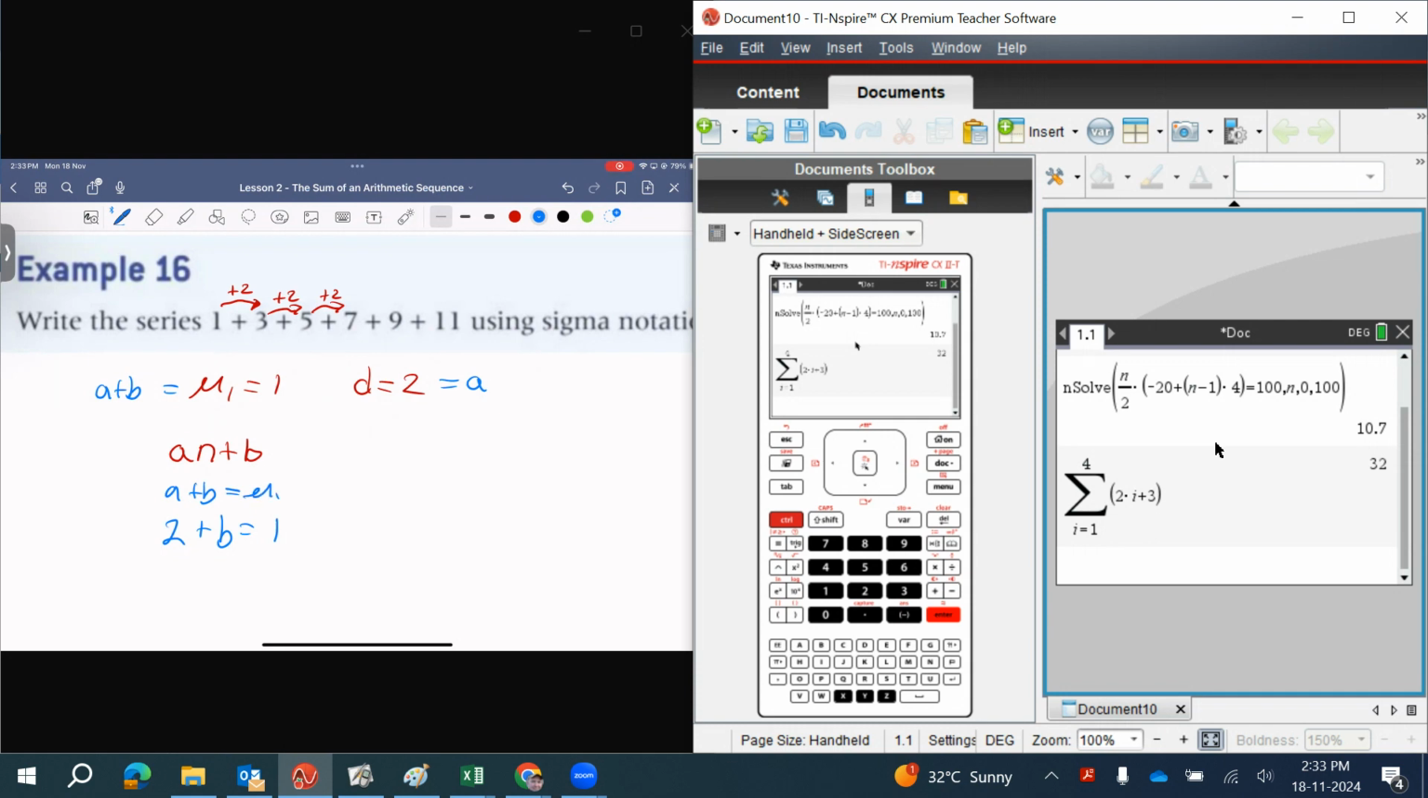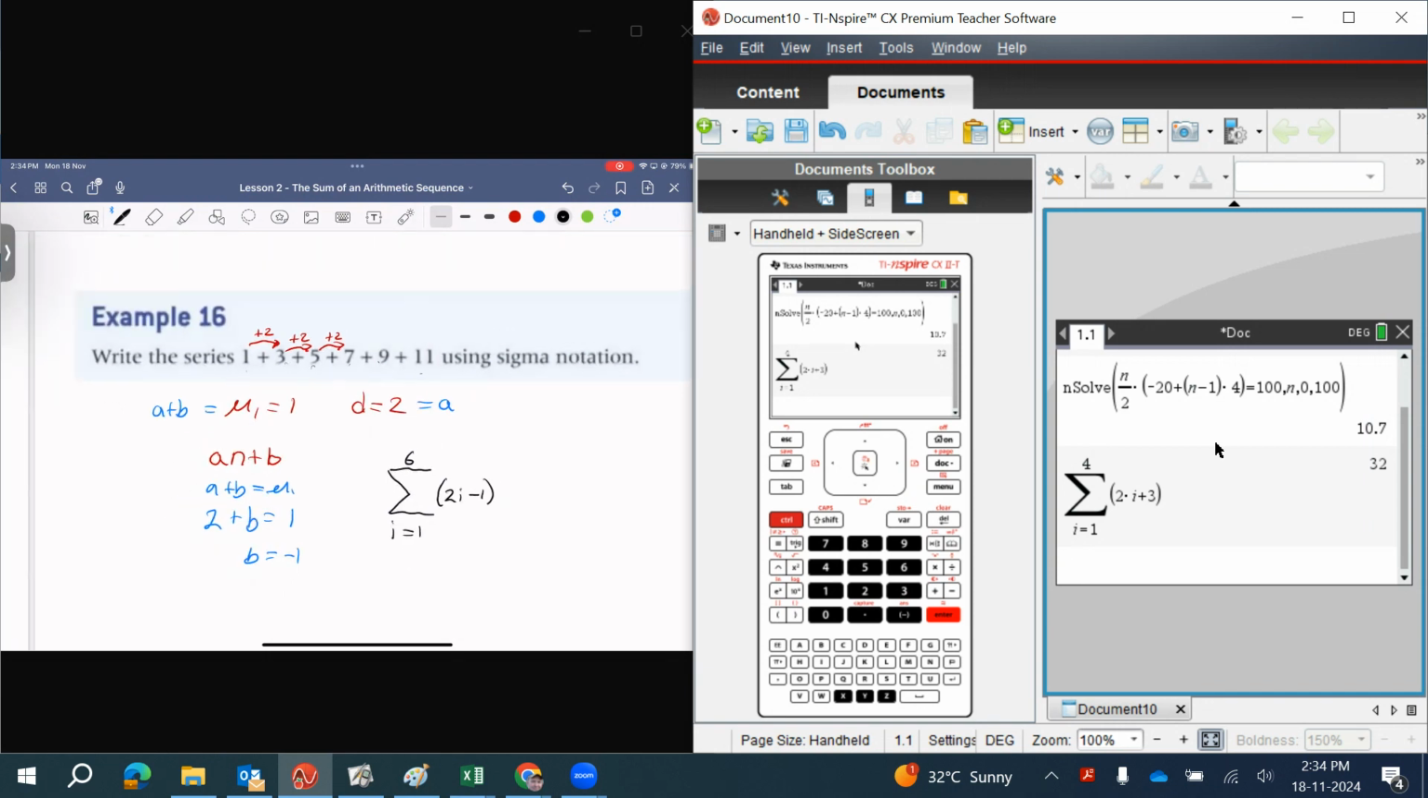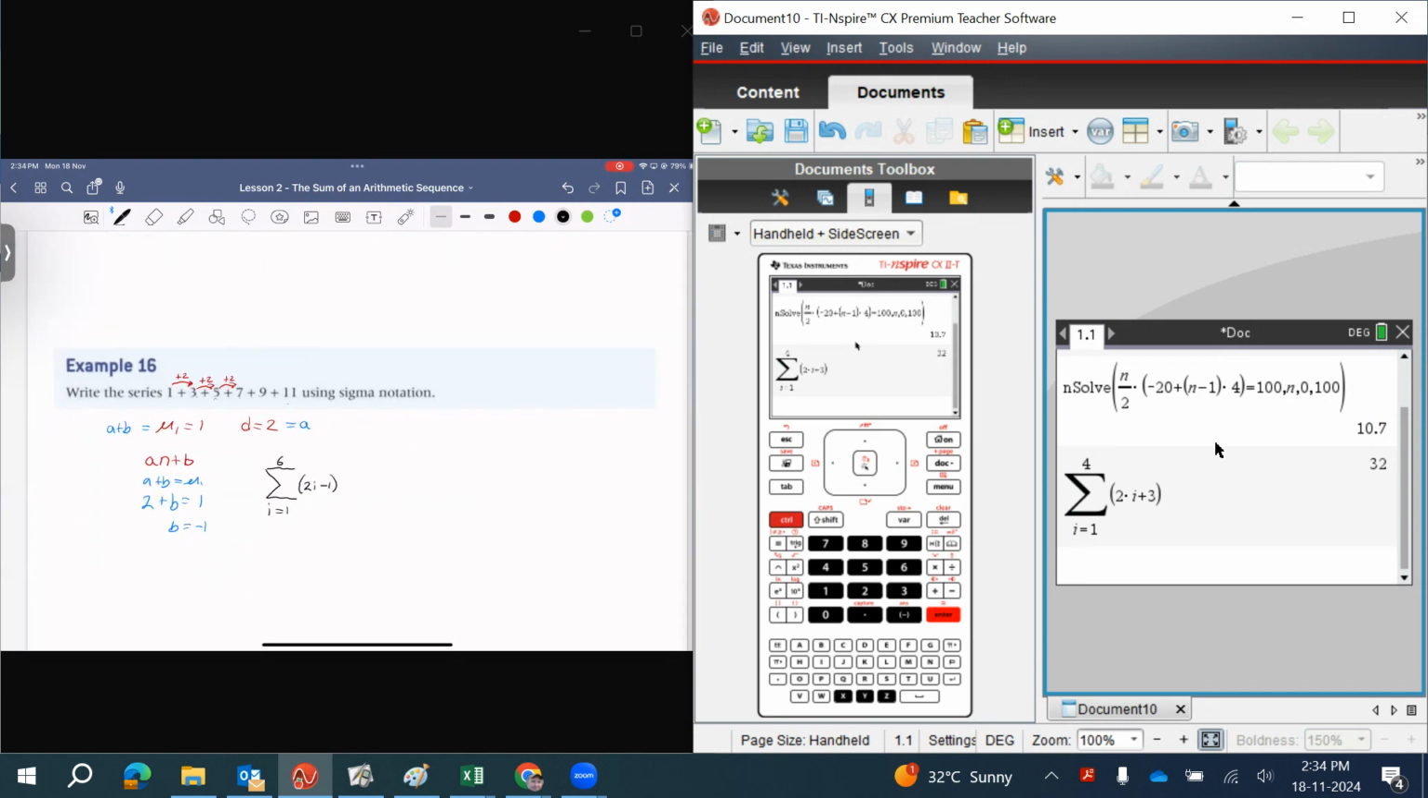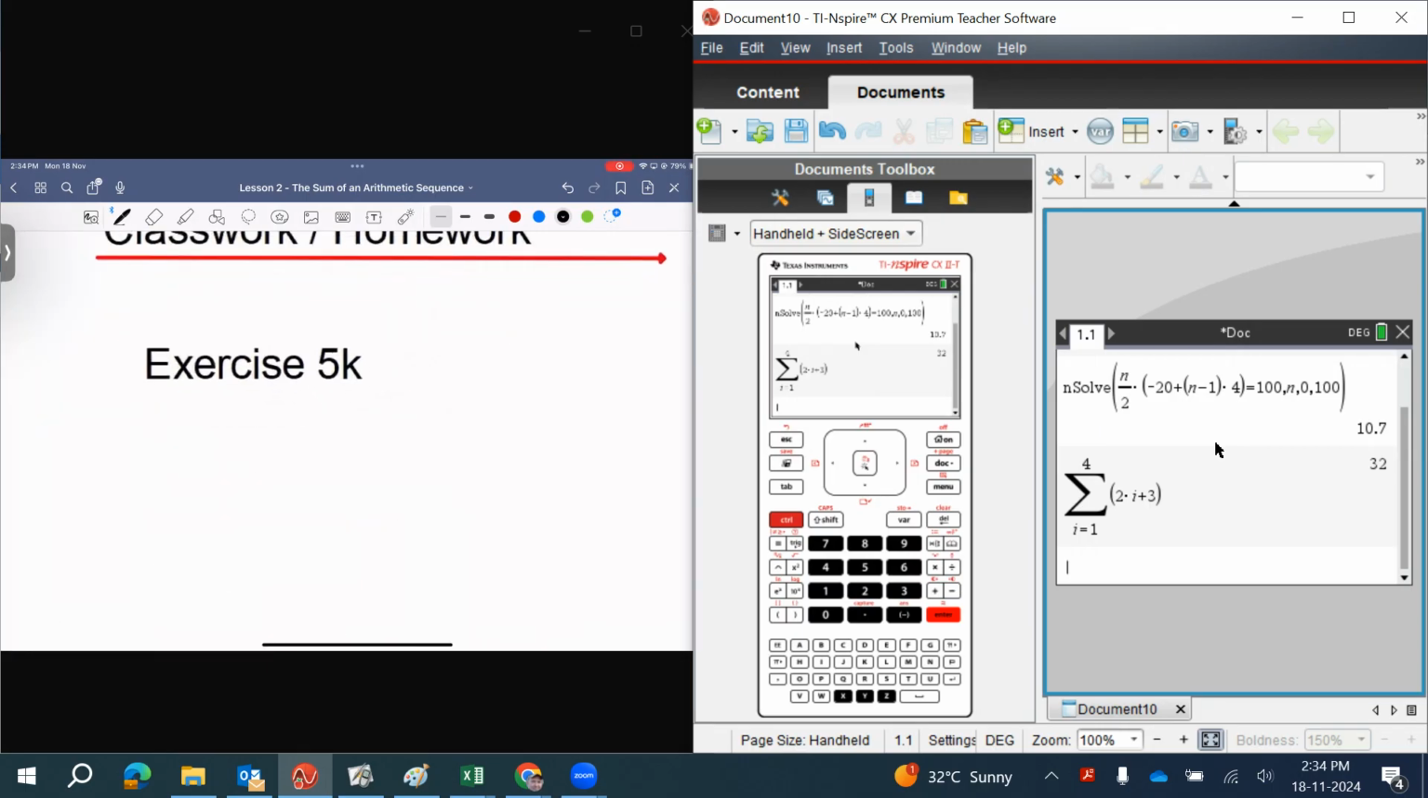So what's the value of b going to be? -1. b equals -1. So if we wish to write this series using sigma notation, capital sigma, start from 1. How many terms in the sequence? 6 terms in the sequence. And our formula? 2i minus 1. Excellent, Talia. Okay, this is how we write this using sigma notation. Have a go at exercise 5K now in class.